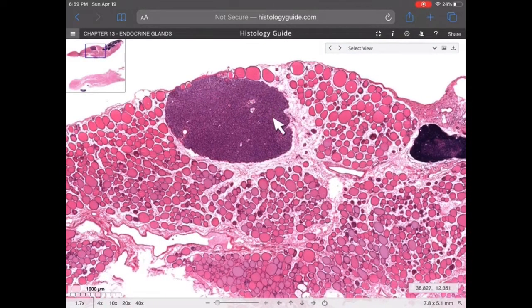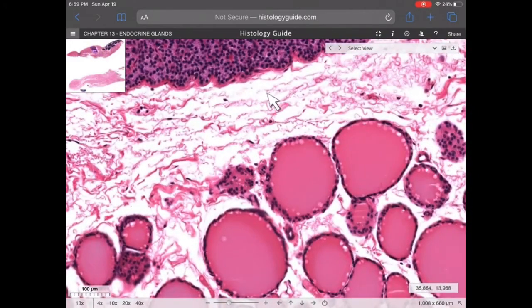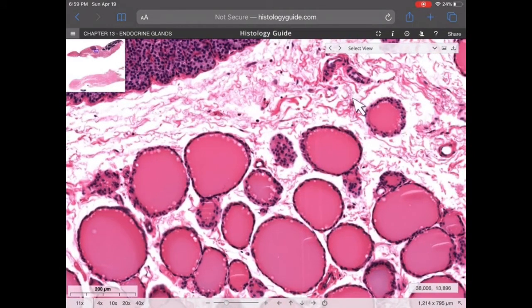Keep in mind, other things you're going to see in this tissue are adipose tissue and some dense irregular connective tissue and blood vessels. So just be aware, be a good practicing histologist, that just because a slide has a label that says thyroid gland does not mean that you won't find other tissues on that slide.